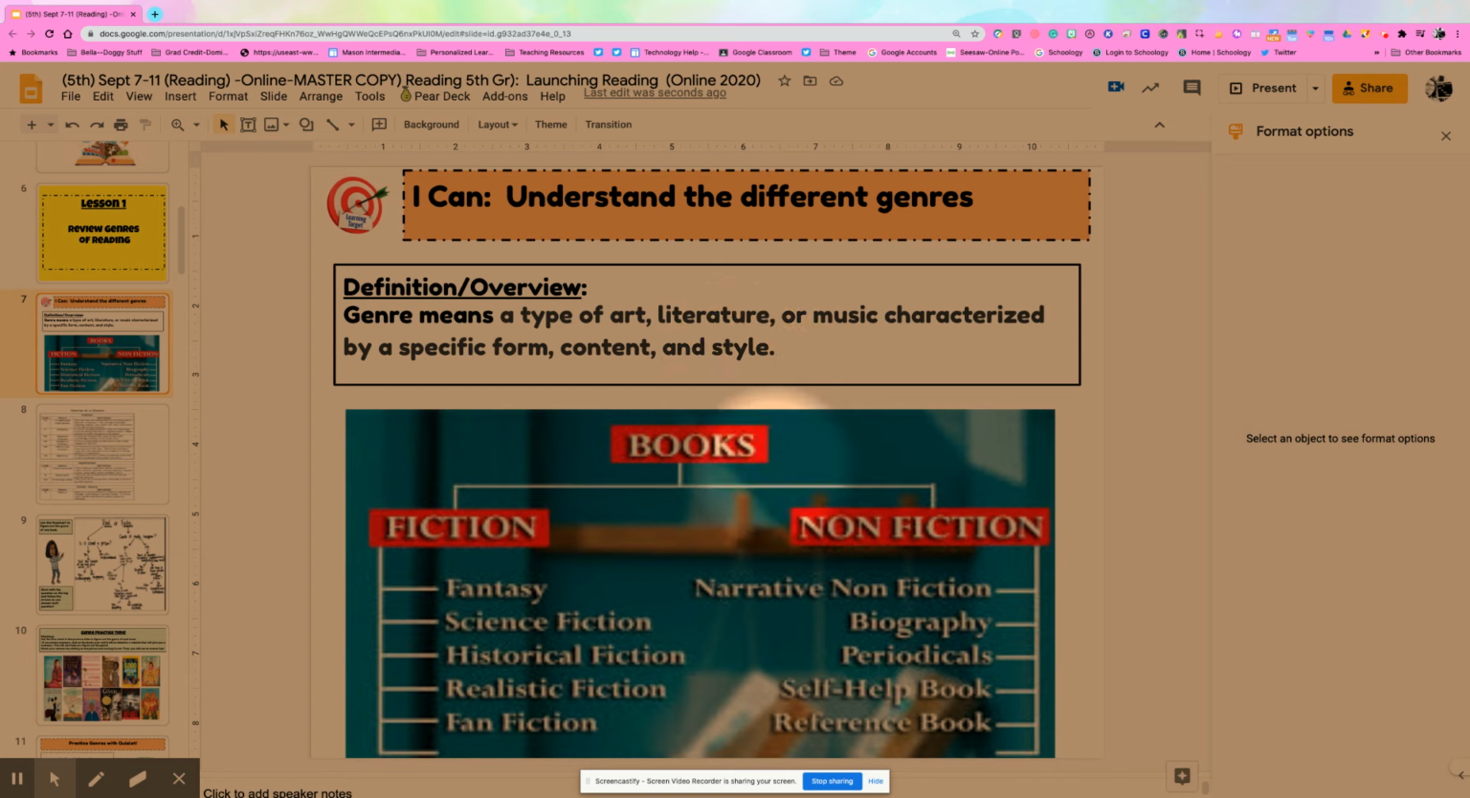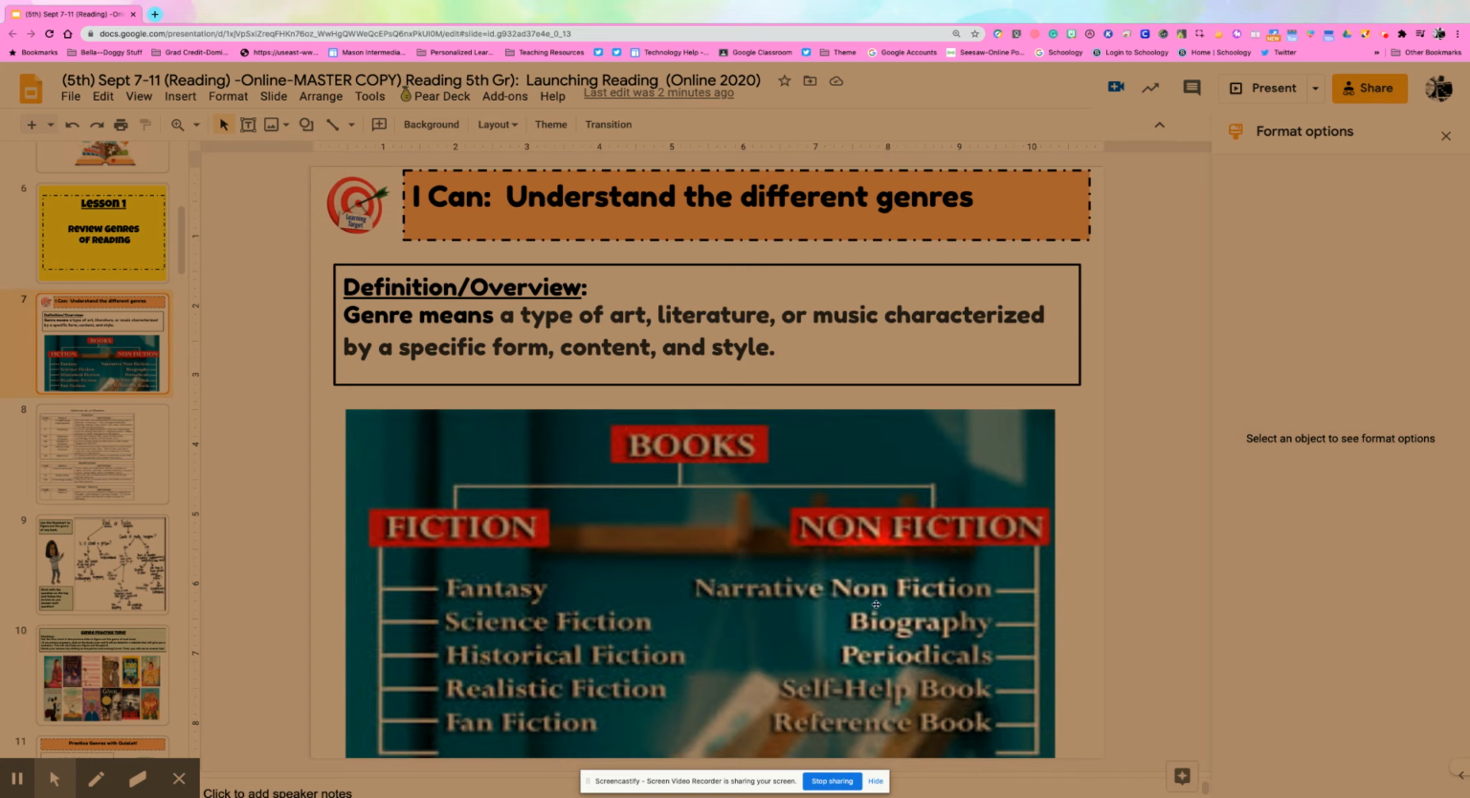So we start off with books, of course, and then they break down into fiction books and nonfiction books. Nonfiction books are all the factual books, fiction is made up. If we break down fiction into some subgenres, we have fantasy, science fiction, historical fiction, realistic fiction, and fan fiction. And there are lots of other kinds of fiction too. These are not all the ones in the world. We have like mystery, adventure, and all those kind of books.